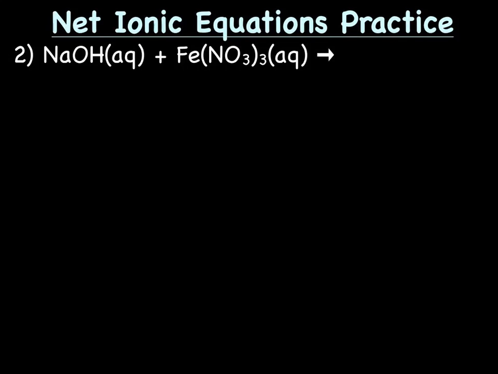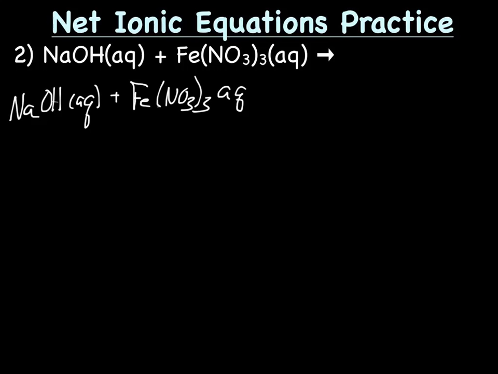Okay, once again, I'm going to start by rewriting the equation so I have room to work. I have NaOH aqueous plus FeNO3 aqueous produces something. All right, so charges. Na is a 1 plus, hydroxide OH is a 1 minus.